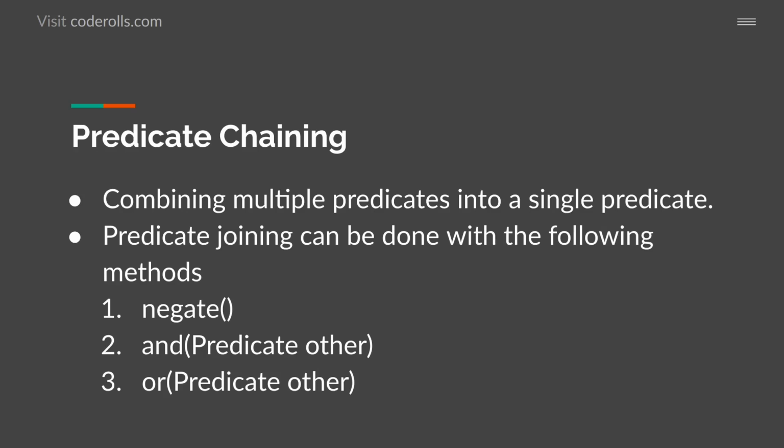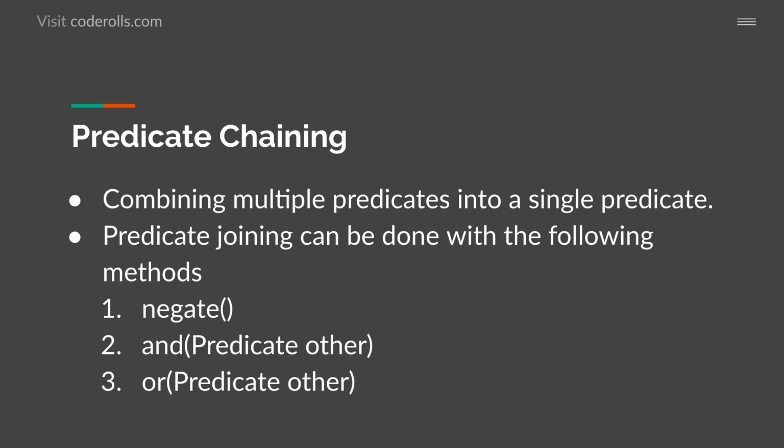So let's say I have a predicate which will check if the given number is greater than 5 and another one which will check if the given number is even. So if I want a number which should be greater than 5 as well as should be even, what should I do? I will combine these two predicates into one, and that's what the predicate chaining concept means.